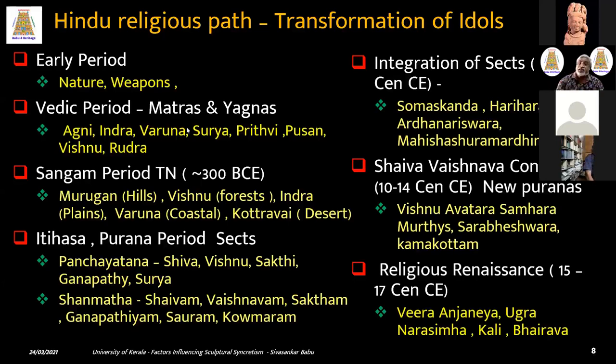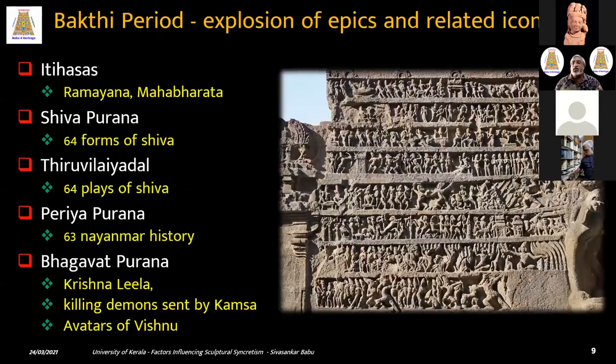So during the Bhakti period, the Itihasa, Ramayana, and other Puranas were created. A lot of Puranas were created. Shiva Purana, 64 forms of Shiva, Thiruvilaiyadal Purana, the places and events by Shiva. This is prevalent in Madurai and the southern area. And the Nayanmars' story, and Bhagavata Purana relating to Krishna Leela, killing of demons, and avatars of Vishnu. So all this led to an explosion of new icons and images.